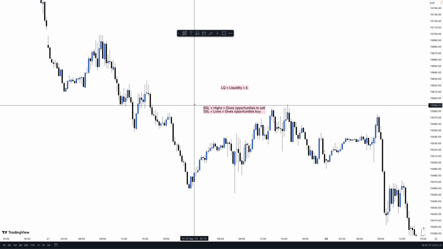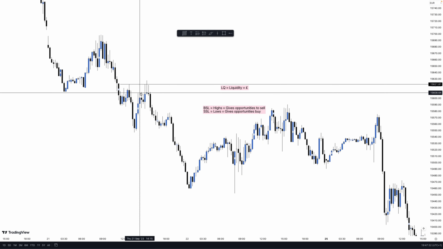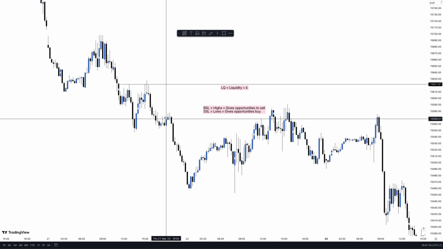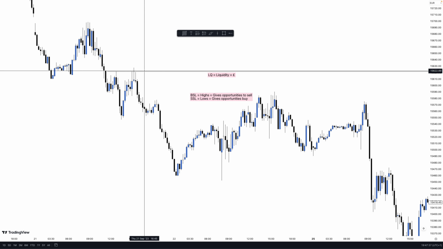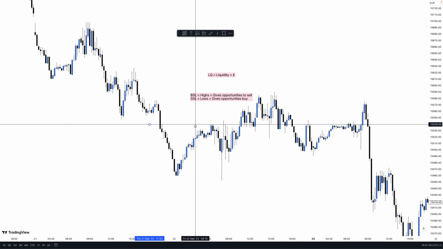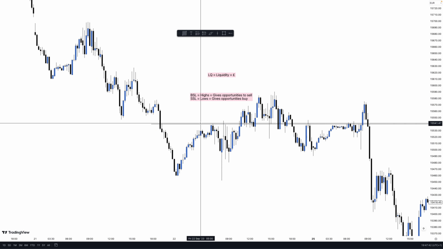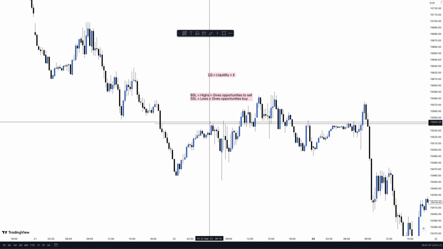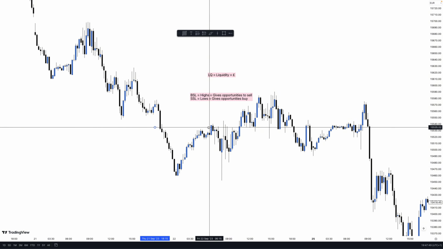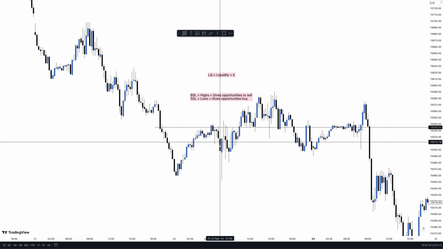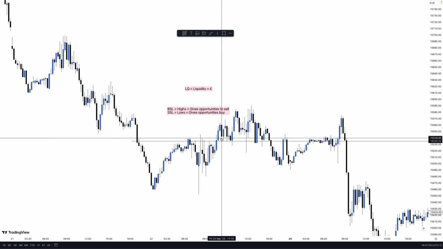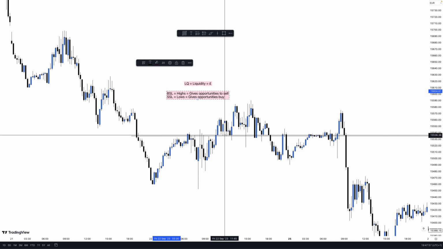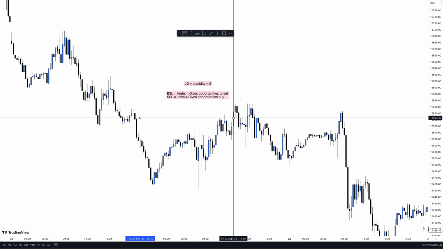So if we start with buy side liquidity, we have a high here, sweeps this high, gives a reaction back down. I can find another one right here. We sweep this high, gives a reaction back down. Even right here, we have a high, sweeps this high, gives a reaction back down. Even over here, sweeps this high, gives a reaction back down.